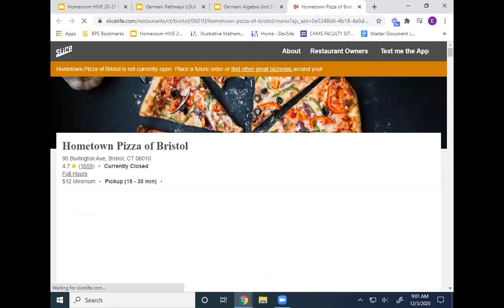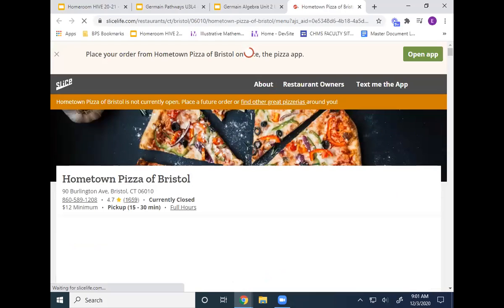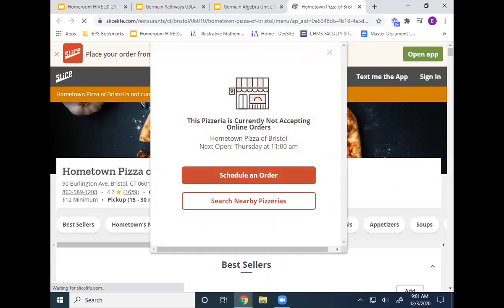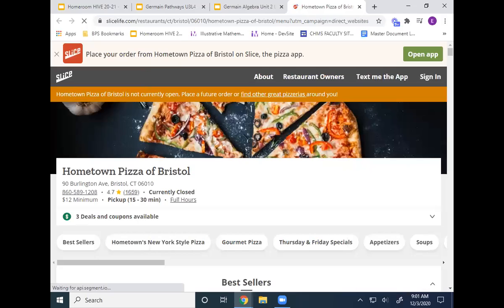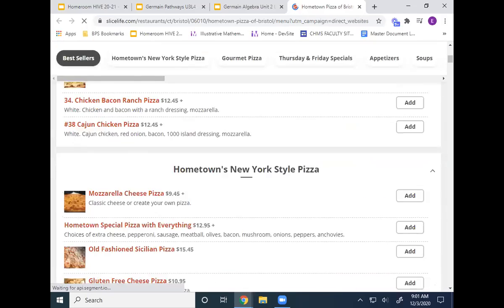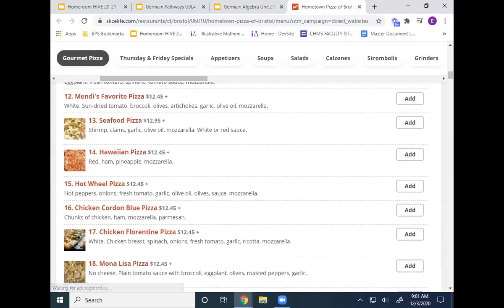A pizza place in town, like so this is Slice, and you just go through and pick what you want to order. But we need to have a little bit of a discussion before, so you can close that out. And then the menu is here. It's a really big menu, so you can just go through and pick what you want. But let me tell you what you're doing with this.